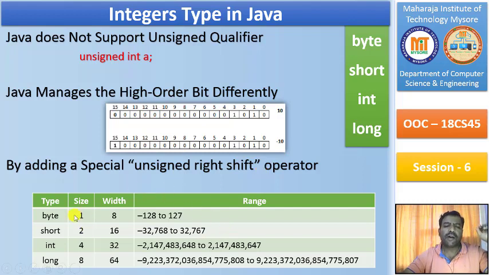Now I've put all these types together. All these types are similar in the way we store an integer, so the only thing they differ in is the size.